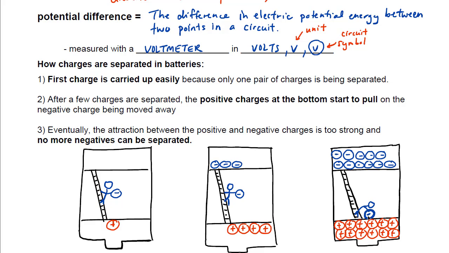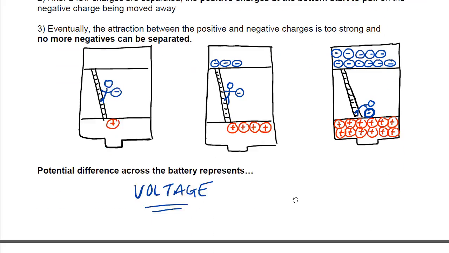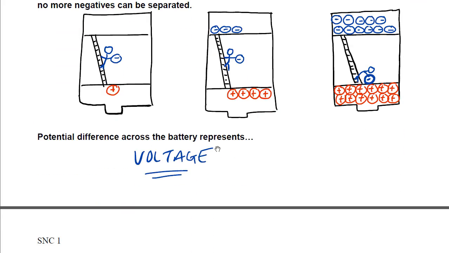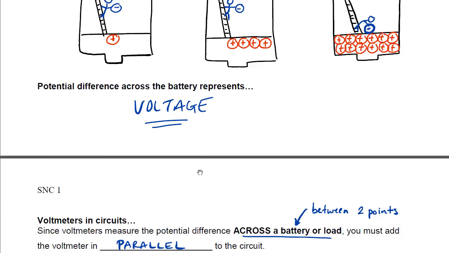For this little guy to pull the electron up to the top, he's going to need a lot more strength because these positive charges are tugging on that electron. It's going to be very difficult to steal any more electrons. So eventually, the attraction between the positive and the negative charges is too strong, and no more negatives can be separated. That's when you've got your maximum use out of a battery. Okay, so the potential difference across the battery represents the voltage.